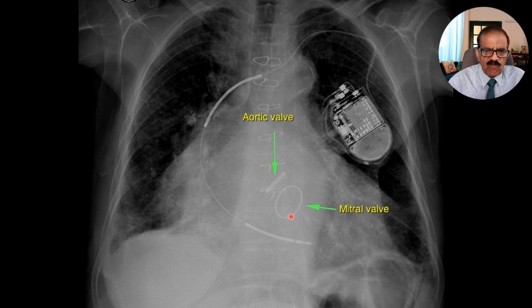This is the aortic valve, and this is the mitral valve. From their location, one can tell that these are both prosthetic valves, and this is mitral and this is aortic valve. You can also see the metallic stitches of open heart surgery. And massive cardiomegaly. So I think all these features are obvious on this X-ray.